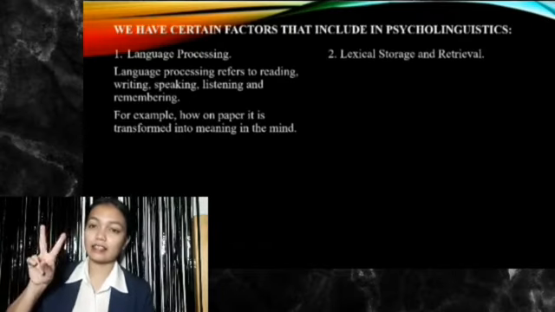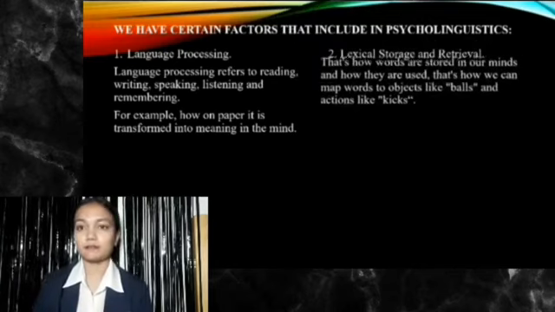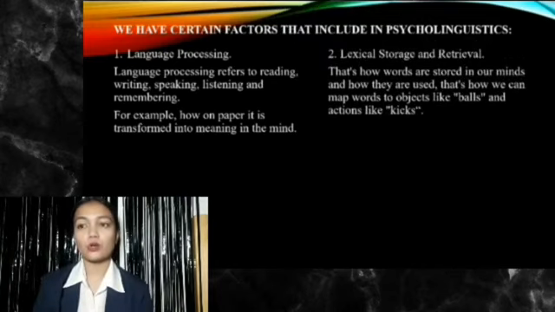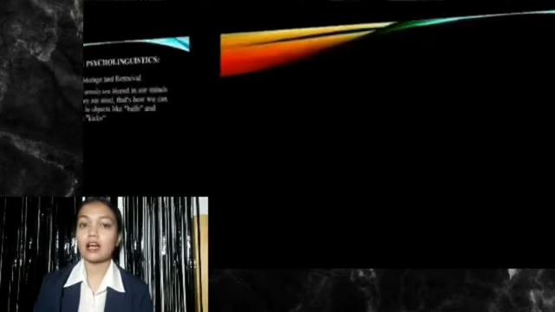Second is lexical storage and retrieval. That's how words are stored in our minds and how they are used. That's how we can map words to objects, like balls, and actions, like kicks. So basically, mapping of words to objects comes under lexical storage and retrieval.